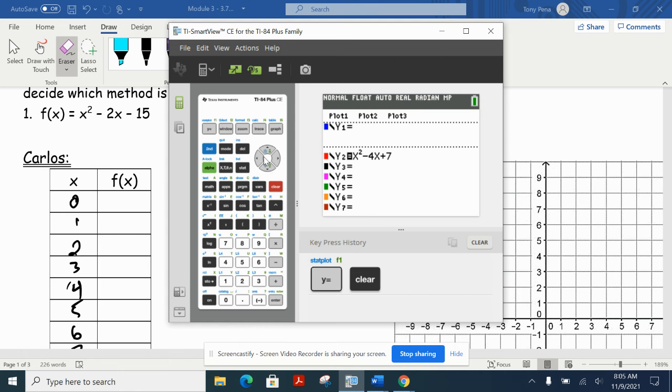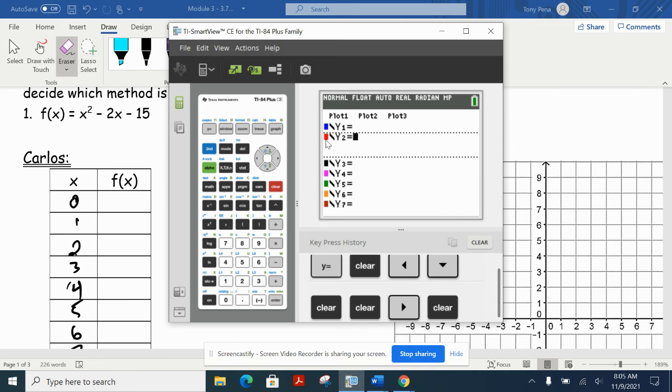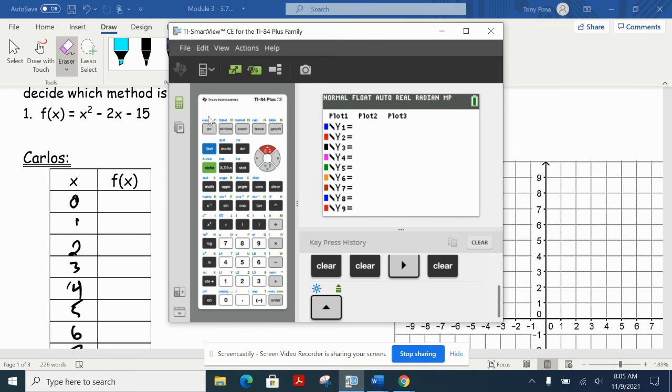If you don't know how to do it, raise your hand. One of us can look at that real quick. And by plug it in, I mean act like you're going to graph it. So that's that y equals button right here. And then you're just going to plug that equation in.